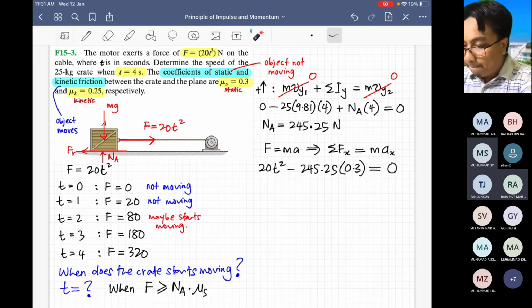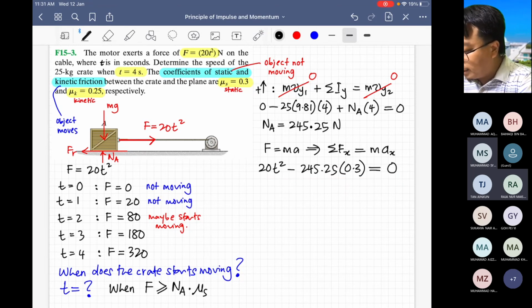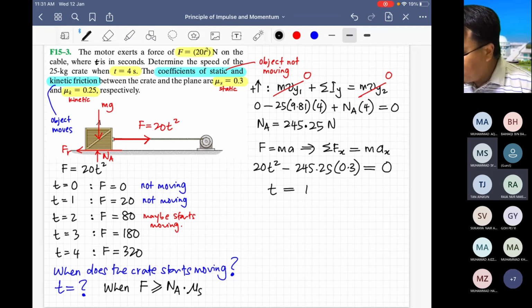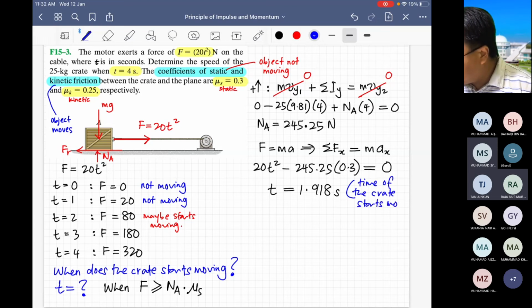Alright. Okay. So kita akan dapat time lah, t sama dengan berapa? 245.25 darab 0.3 ni bawa ke kanan divided by 20 and square root it. So kita akan dapat t sama dengan 1.918 seconds. Inilah masa, this is the time when the crate starts moving.